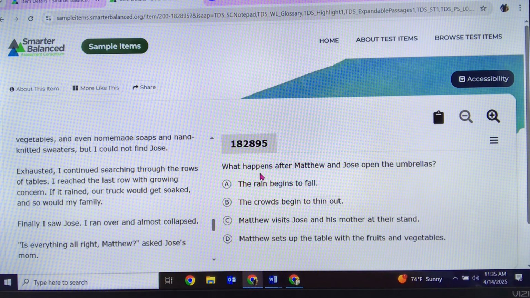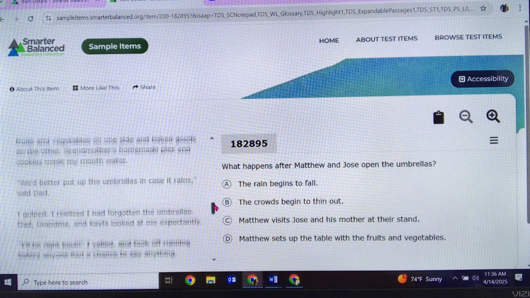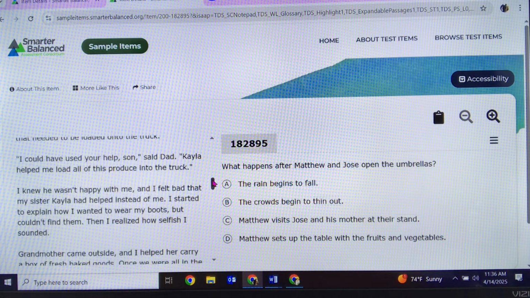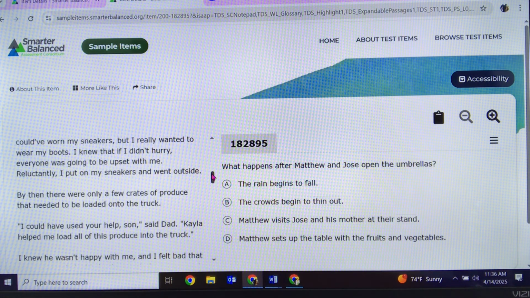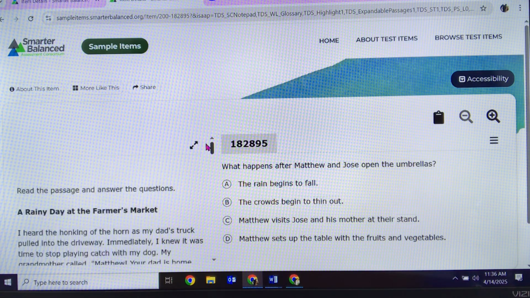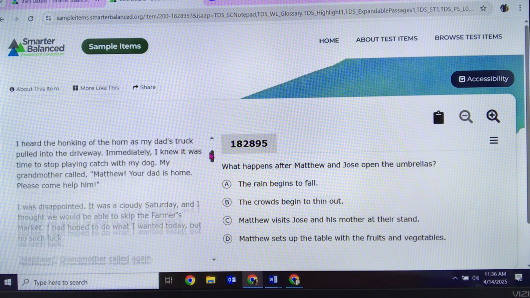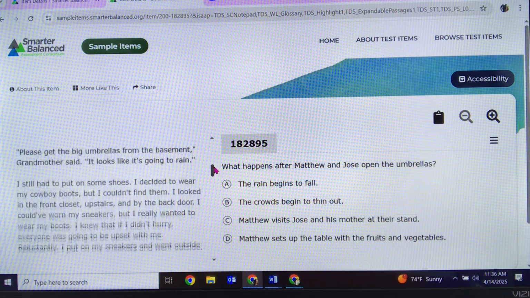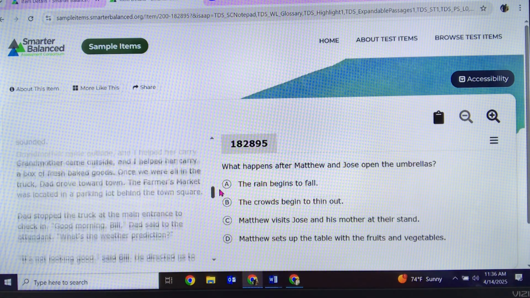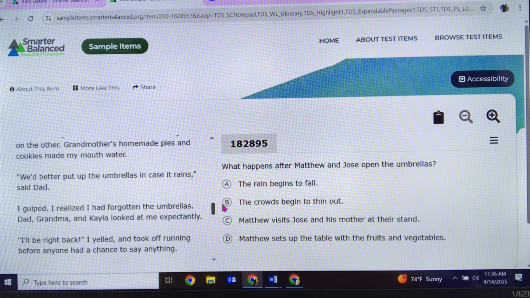It says, what happens after Matthew and Jose open the umbrellas? And so what I want to do is I want to find the part in this passage where Matthew and Jose open their umbrellas, and then I want to see what happens exactly after that. So I'm going to scan or skim, and I'm looking for umbrellas, Matthew, Jose.